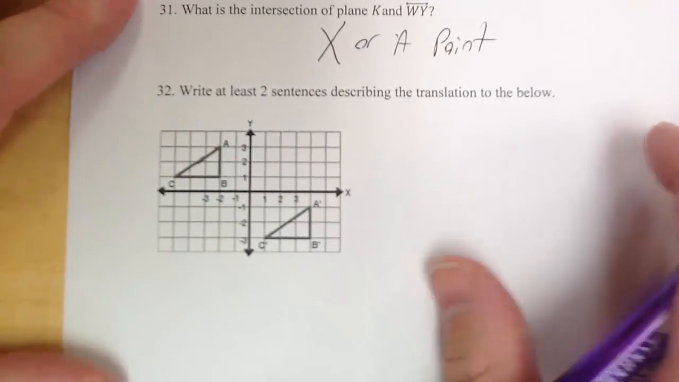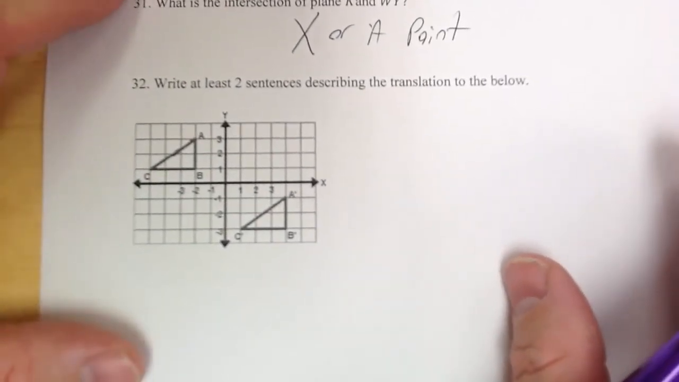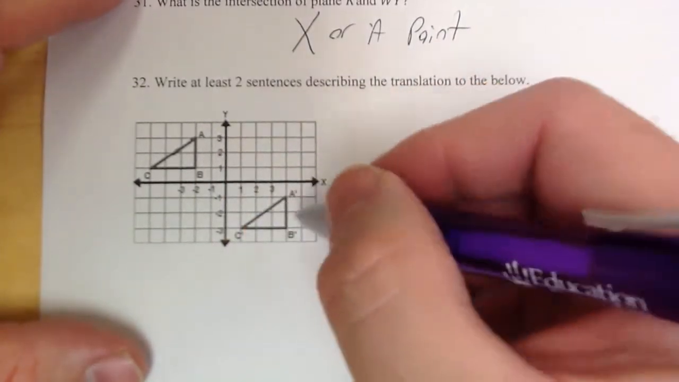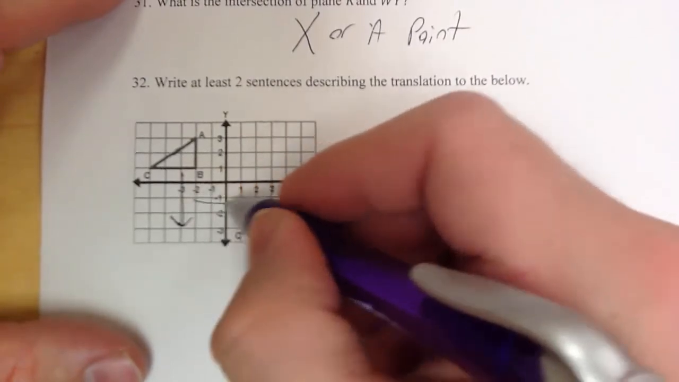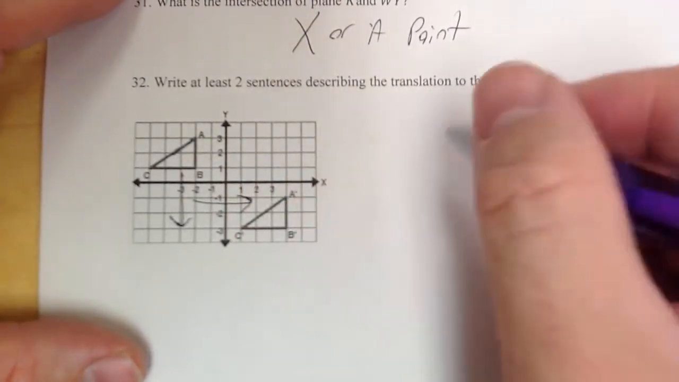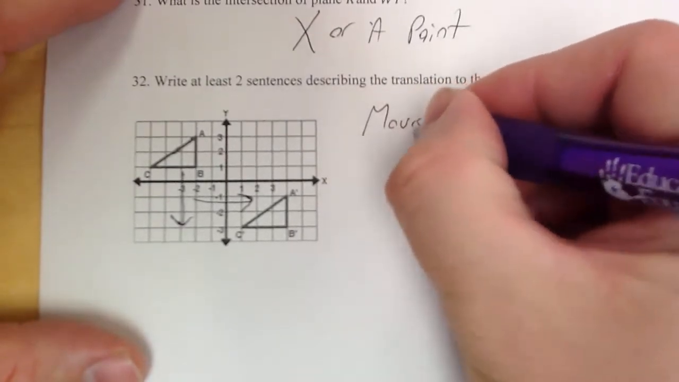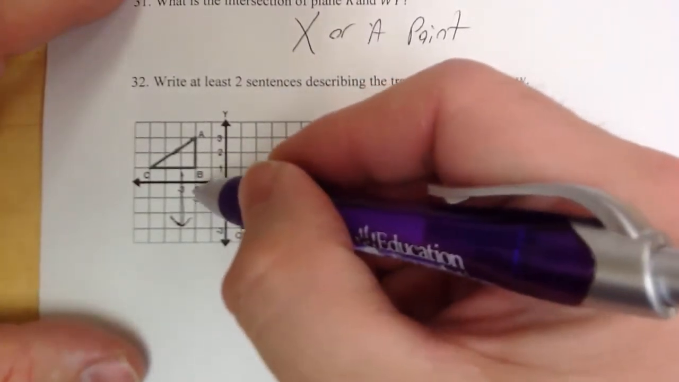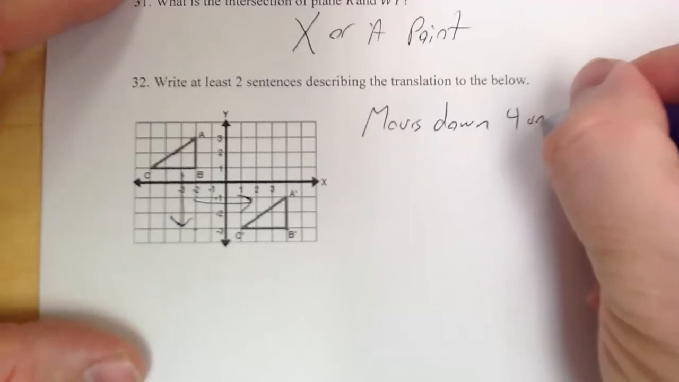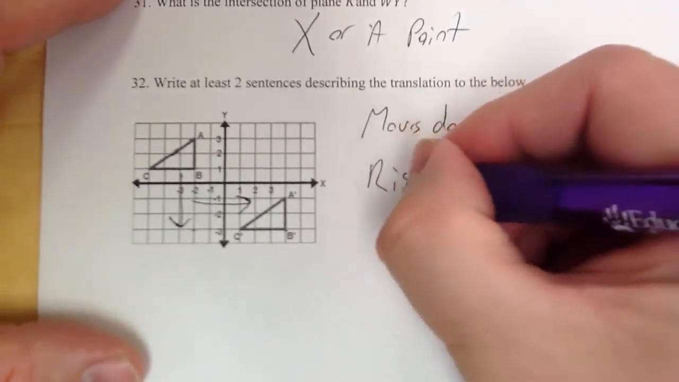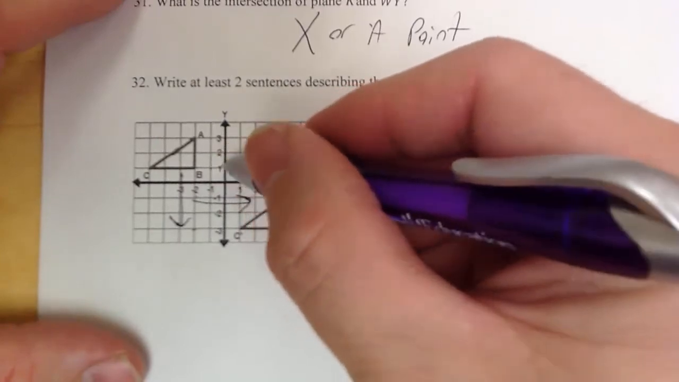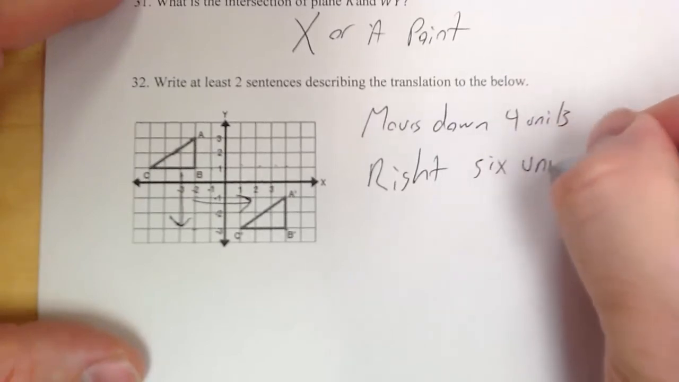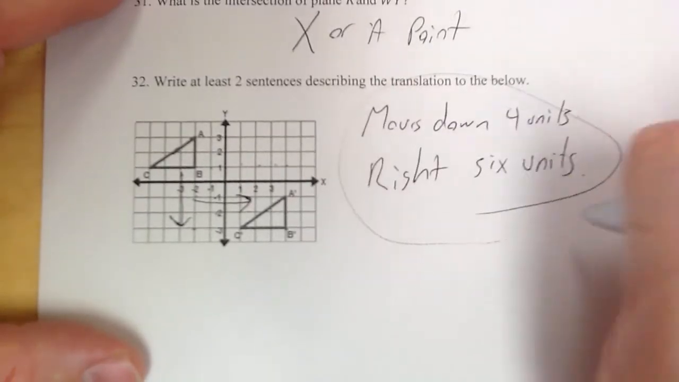Question 32. Write at least 2 sentences describing the translation below. All right, so it looks like my object is actually moving down and to the right. So we can say it moves down, and we can be specific about that. So from B to the new B, it's going down 1, 2, 3, 4 units. So we'll mention that, and then it's moving right. Again, point to point, so 1, 2, 3, 4, 5, 6 units to the right. And if you have 2 sentences along those lines that mention these 2 things, you're going to be in good shape.